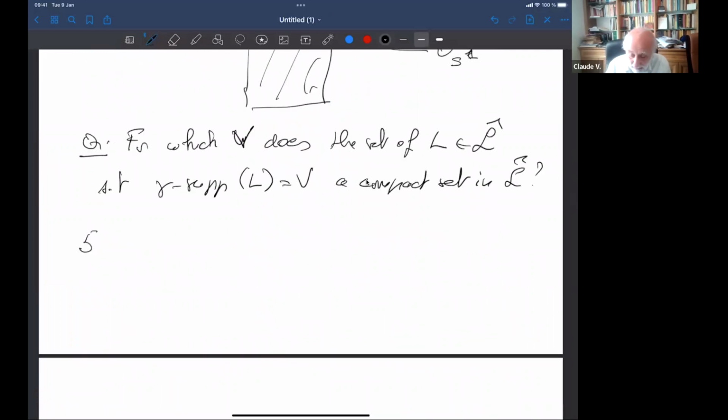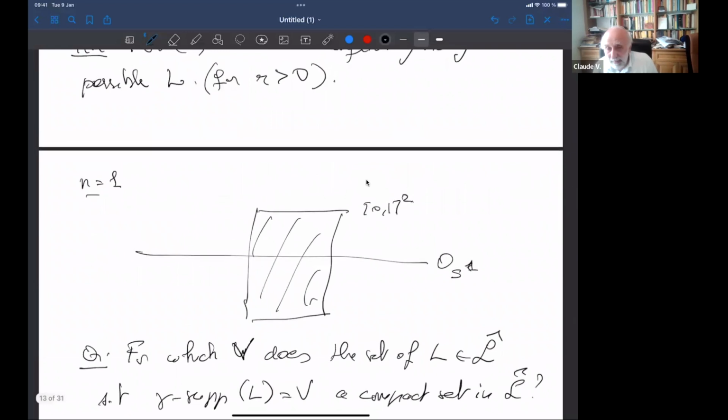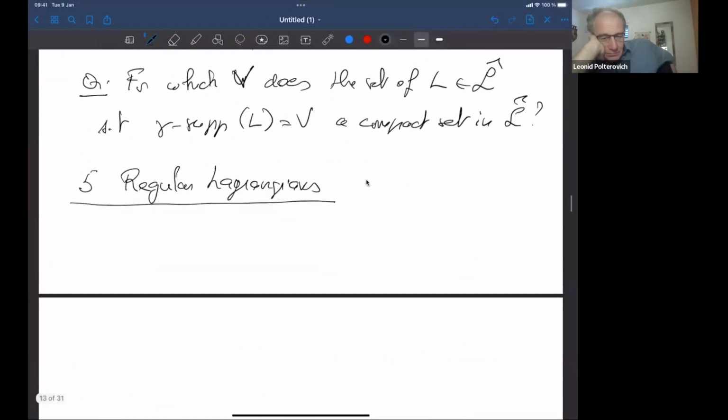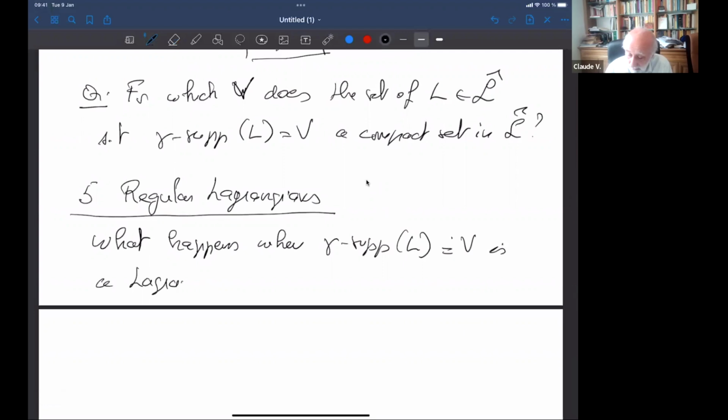Okay. So let me go to the next question. In a way, the feeling you could have is that when the gamma support is very large, then you will have lots of L with gamma support equal to this set, or at least contained in this set. And when the gamma support is small, then you have fewer of them. The extreme case, of course, is what I call the regular Lagrangians, which is what happens when the gamma support of L, let me write it as V, is a Lagrangian submanifold.